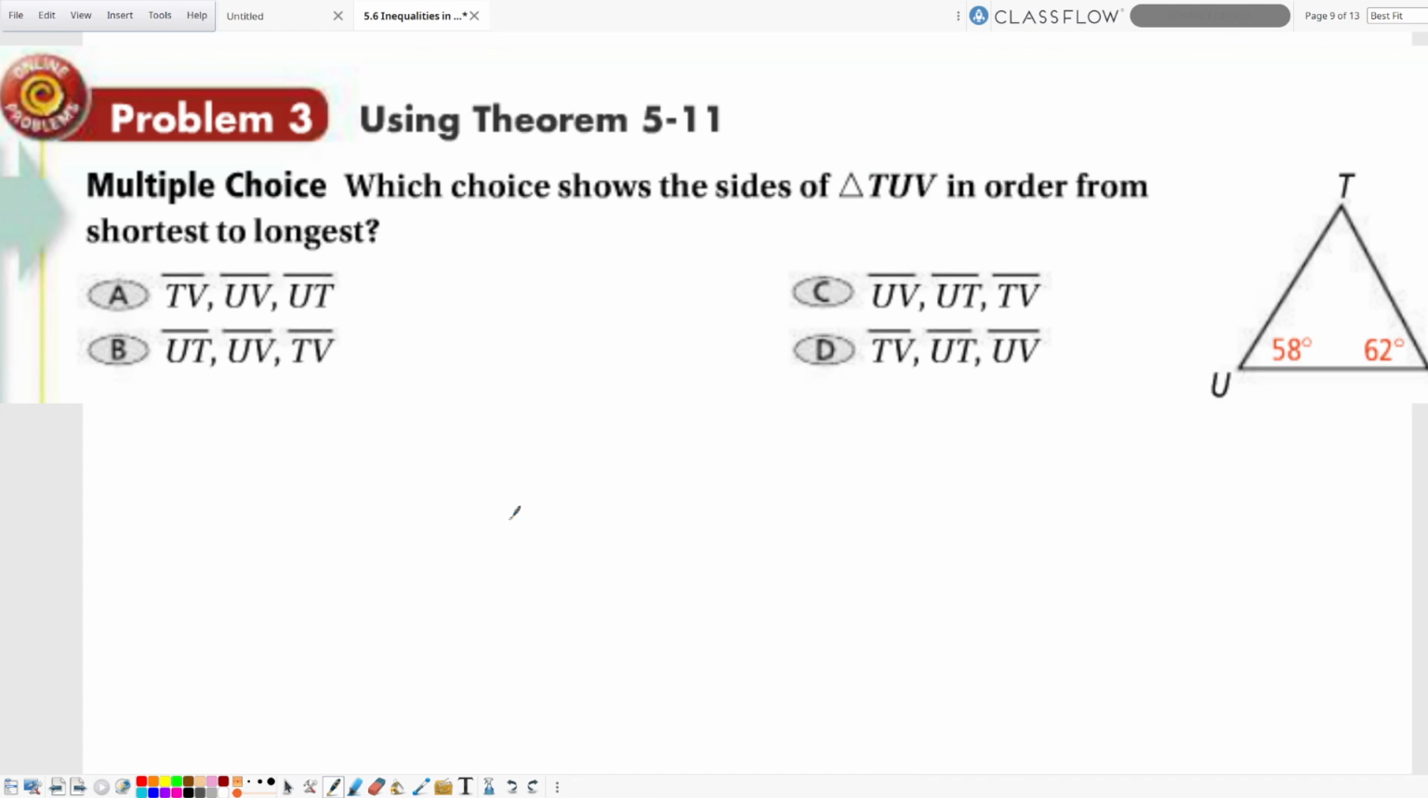So go ahead and take a little bit of time, see if you can find out the order or which one of these A, B, or C or D is the correct order from shortest to longest.